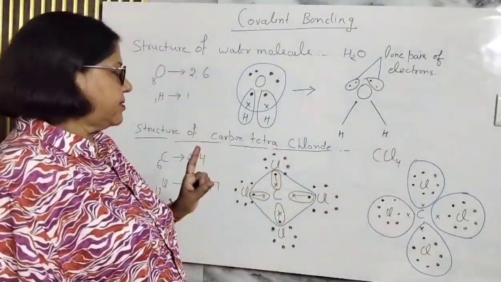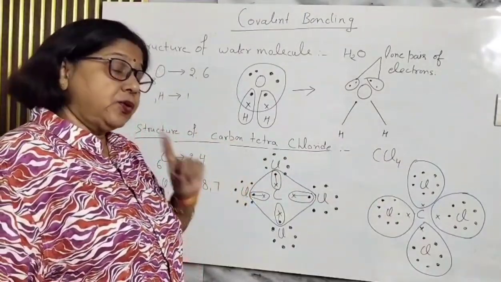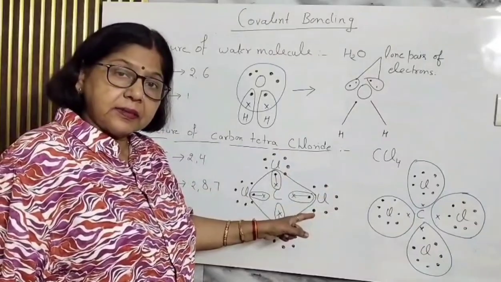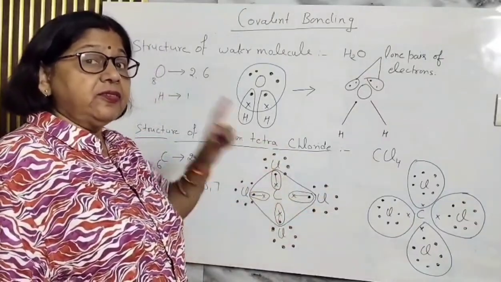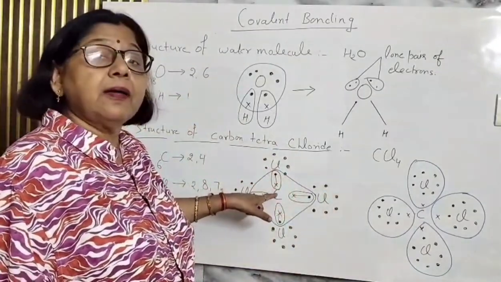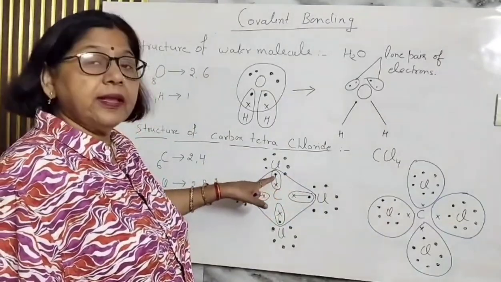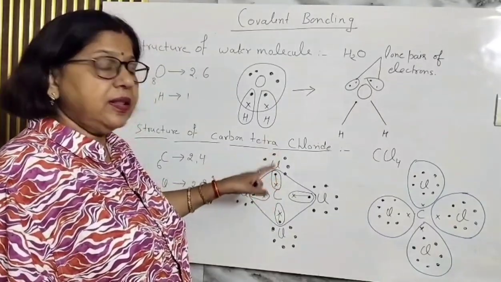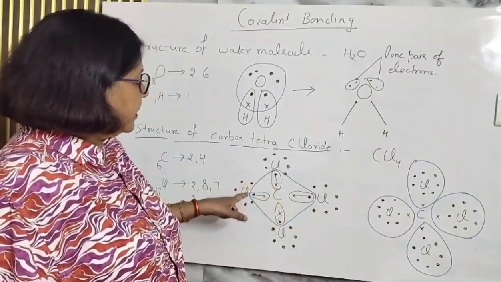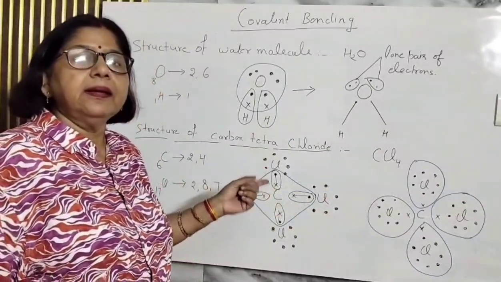And point to be noted, children, is that whenever you have to draw the structure of carbon tetrachloride, you have to draw all the 7 electrons of the chlorine atoms. Usually it happens that children draw only 1 electron of the chlorine atom with which the carbon is sharing, but that doesn't give you any marks. Alright. So what is essential? That you draw all the 7 electrons of all the chlorine atoms and then you show the sharing of electrons. Okay. This is the structure of carbon tetrachloride.